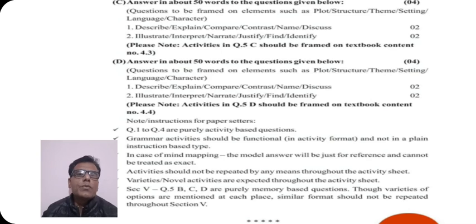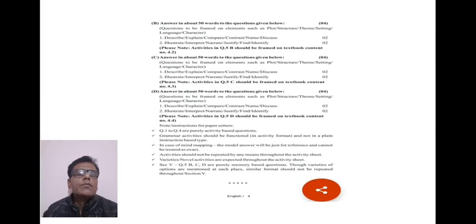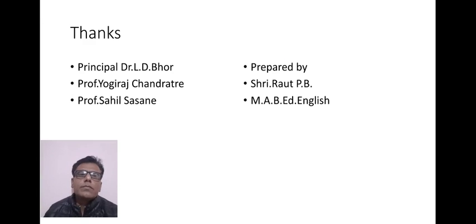Section 5, questions 5b, c, d are purely memory based questions. As I told you, there are no passages, so this is purely memory based. Though a variety of options are mentioned at each place, a similar format should not be repeated throughout section 5. I think you got that. For question 5, you will not be given passages; you only have to recall and write the answers.